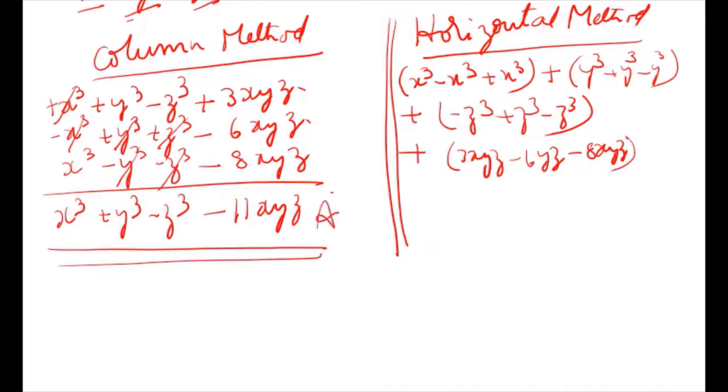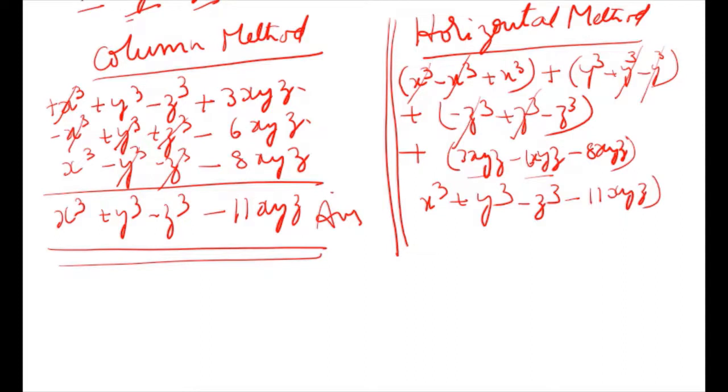Okay. Now here you will get minus x cube plus x cube gets cancelled, so x cube. Here plus y cube minus y cube cancels, so plus y cube. Here again plus z cube minus z cube cancels, so minus z cube. Here again plus 3xyz minus 6xyz is minus 3xyz. Minus 3xyz and minus 8xyz is minus 11xyz. So that is the answer.